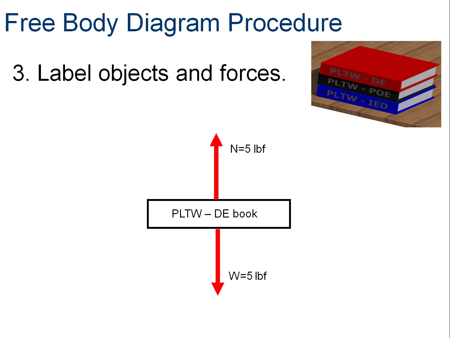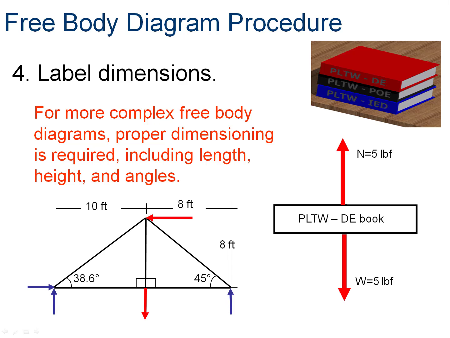Now the last thing we're going to do here is label dimensions and put dimensions into our free body diagram that represent the dimensions of the actual object. Now, this book diagram doesn't really require any dimensioning, but the truss that's to the left does. We need to be able to calculate some angles. So that's what those dimensions allow us to do. We put in any lengths as well as angles on the diagram.